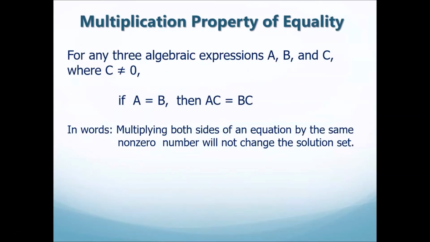Moving on to the next property of equality, the multiplication property of equality. It says, for any three algebraic expressions A, B, and C, where C is not equal to 0, if A equals B, then A times C equals B times C. In words, multiplying both sides of an equation by the same non-zero number, here we have C, will not change the solution set.